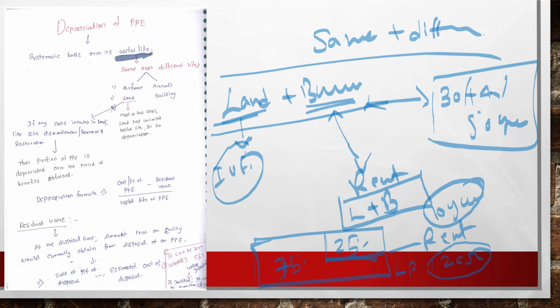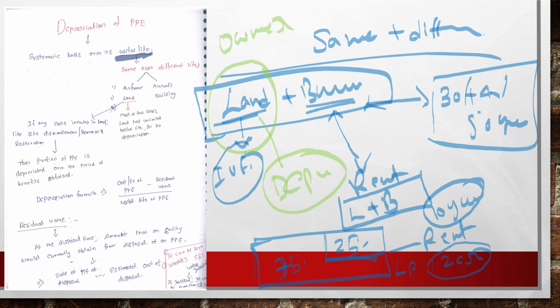But if it is your own property and you bought that land and you are the owner of that land, you cannot depreciate that land because of usage, because land will not depreciate. So land is a non-depreciable item. So the same asset has different useful lives. See, land has no useful life, which means you can use it for n number of years. But building has a useful life.